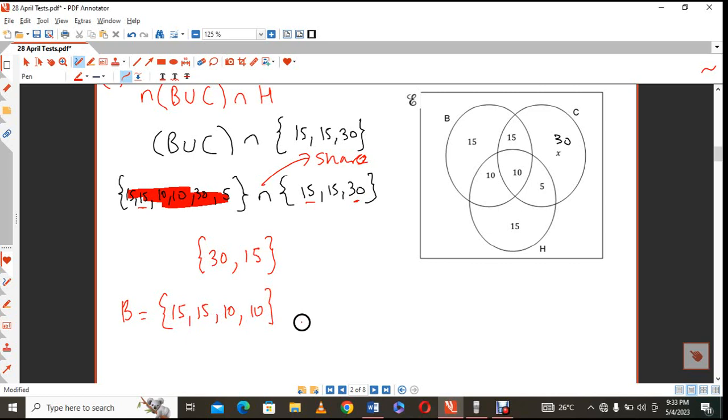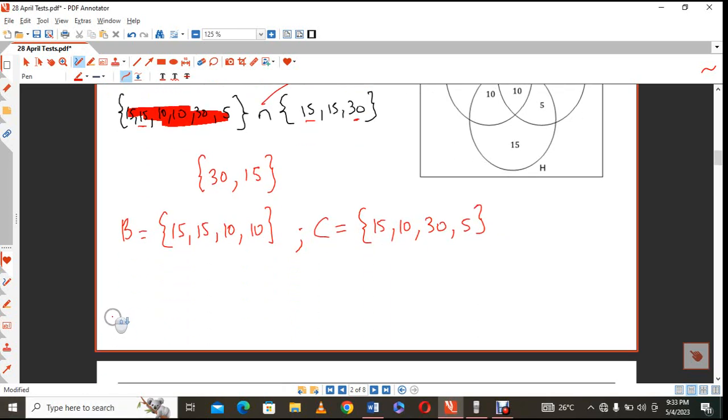Okay, and the elements of C would be the set of, well, that's 15, that's 10, that's 30, and that's 5. All right, so if we now have to find the union, because I just remembered that perhaps I wrote certain things twice. So the union here would be everything together, so that's 5 and 10, but you're going to write that 10 only once, okay? And 30 and 15, okay?